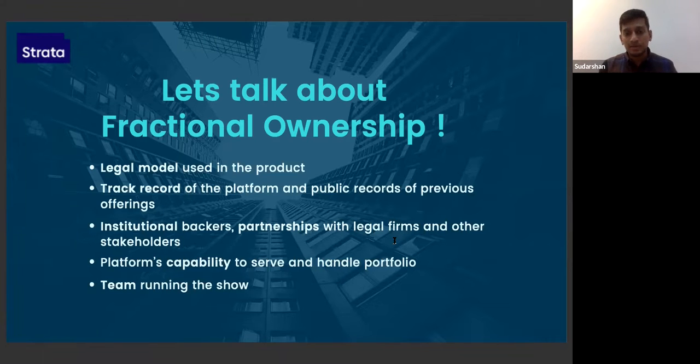Second, very important for y'all is to see the track record of the platform. Look at public records of the previous offerings before you decide to invest as well. You're not just investing into the asset, you're investing into the platform's capability to manage. So it's important for you to see who the team is that's running the entire show. What are their backgrounds? How well have they done? Do they have any institutional backing? Who are the law firms with whom they're working? Going through certain legal documents.